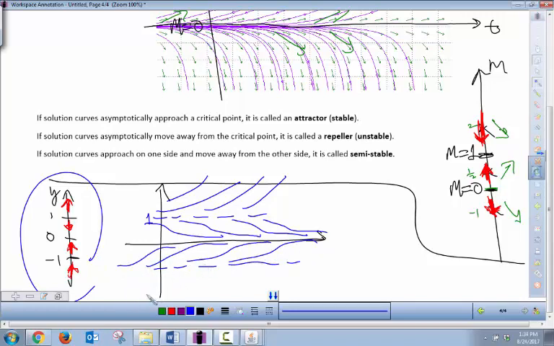And this is also attracting. So y equal to -1 is semi-stable. So it's going away from one side and going to it on the other side. So this is an example of something that's semi-stable. Okay? So you can easily picture the slope fields or the family of curves just by knowing this information. Pretty cool, huh?